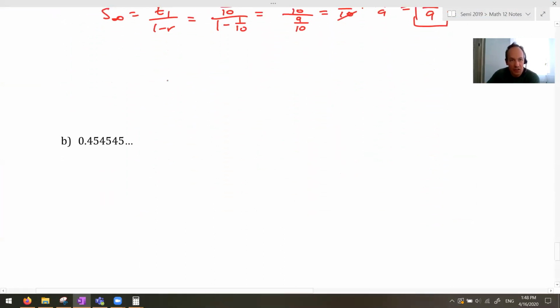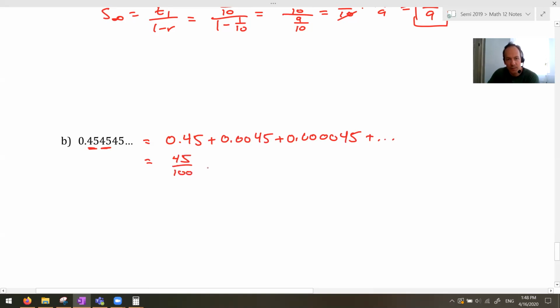This one, by the way, if you have to do this one, there's just a slightly different approach. You want to think about what units are repeating. So you don't go 0.4 plus 0.05 and so on. You actually want to go 0.45 plus 0.0045 plus 0.000045 and so on. What we can see here is the first term is actually 45 over 100. The next term is 45 over 10,000, and it's 10,000 because you got to go 1, 2, 3, 4 spaces. I don't want to do 10,000. I'm going to write this as 100 squared.